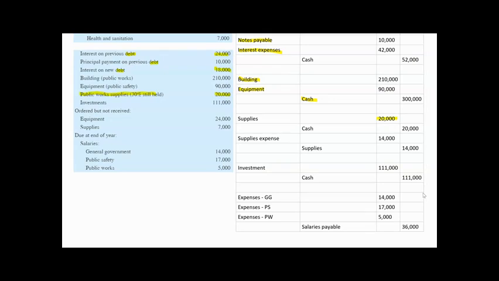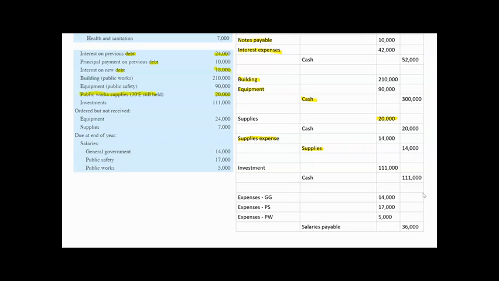And then at the end of the year, they still have 30% left, which means that they used 70%. For that 70% used, we recognize it as supplies expense. So debit supplies expense and credit supplies. This 14,000 is the 70% of supplies used during the period. It equals 70% times 20,000, which is 14,000.